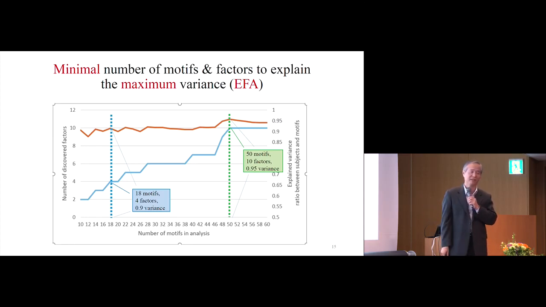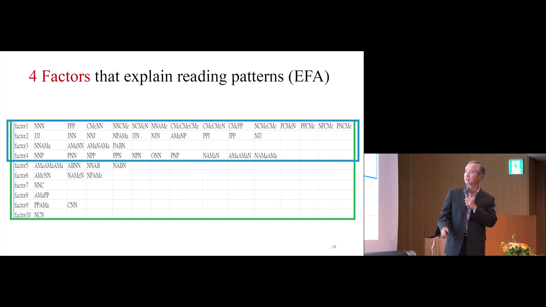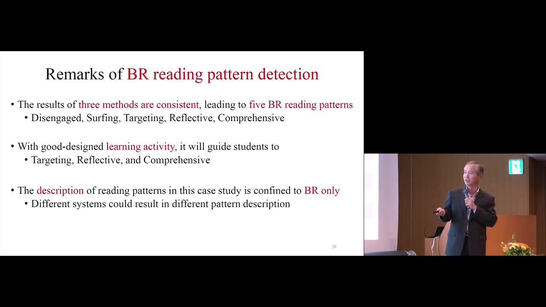And we can have the explanation. So let's look at the blue blocks and the green blocks. The blue blocks are the 4 factors. They explain most of the variance, and this is the continuum of that. So finally, we conclude with the 4 factors. These are their reading patterns. And we also come up with the description of the 4 factors. It is basically still comprehensive, reflective, and targeting. So these are remarks on BookRoll reading pattern detection.